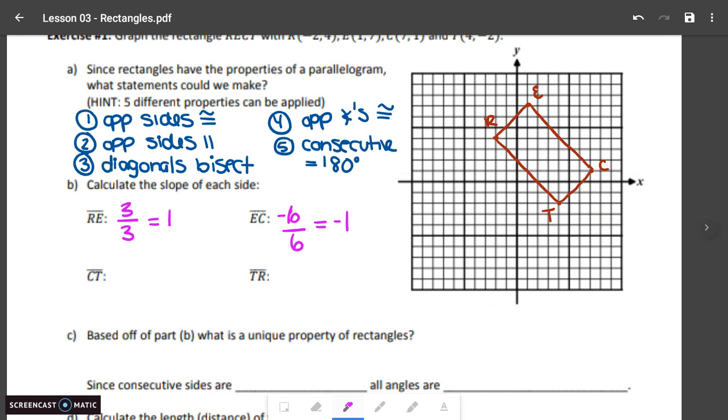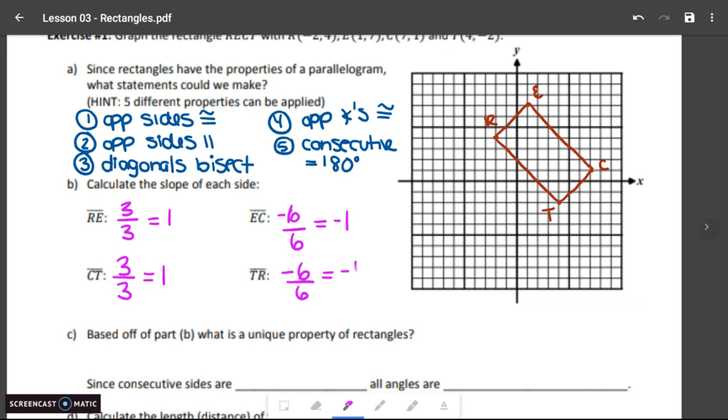Now if we repeat that process again, CT, even though it's saying CT, we're still reading left to right. So we're really going up 3 over 3. Simplifies to 1. And finally, when we look at TR or RT again, no matter what the order is, we're reading left to right. We're still going down 6 over 6, which simplifies to -1. So we definitely know that this is a parallelogram because we see that the opposite sides, like RE and CT or EC and TR, they're the same, which means parallel.